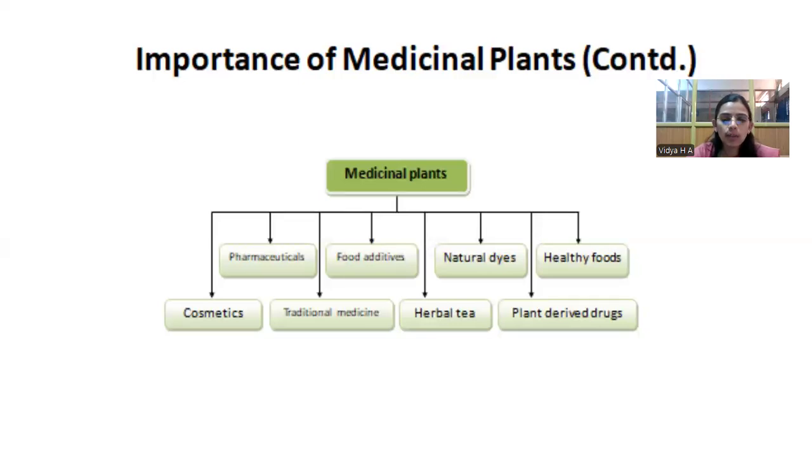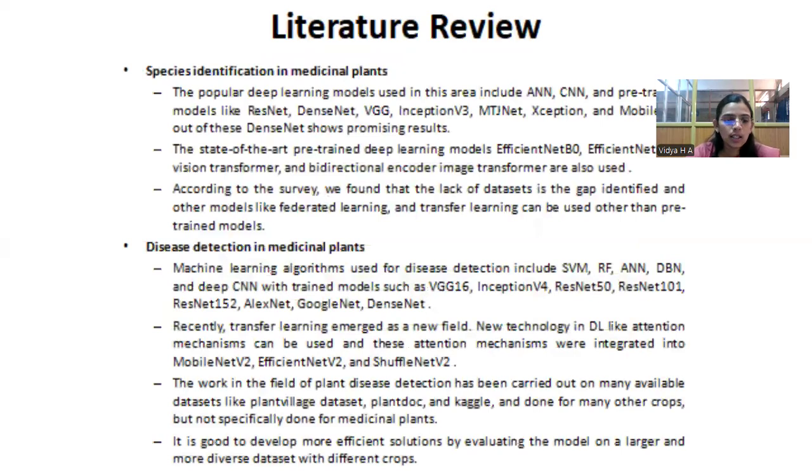This slide gives you the application of medicinal plants in different areas like cosmetics, traditional medicine, pharmaceuticals, food additives, natural dyes, healthy foods, herbal tea, plant derived drugs. And it is not limited to these areas, and medicinal plants are used beyond these areas. Next slide gives the literature review.